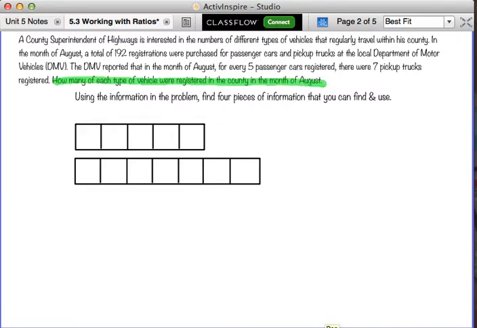Now I want to know how many of each type. So I'm going to underline that because that tells me that I'm going to have multiple answers. So I can't just have one answer because it says each type. And because I know that there were pickup trucks and passenger cars, I know that there were 2 types. So I should have 2 answers.